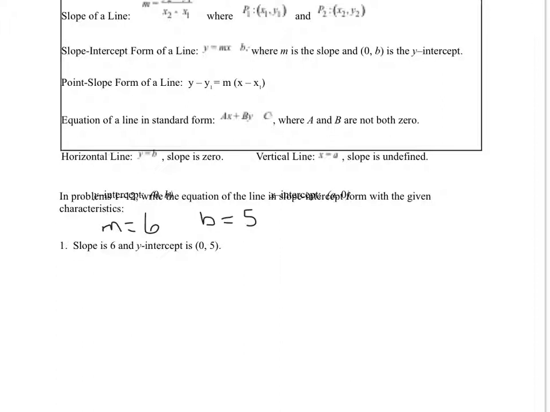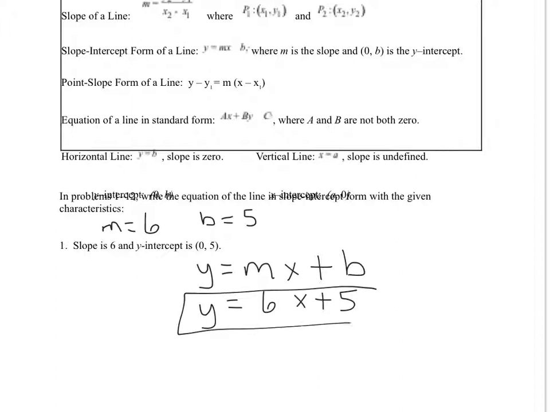because b represents that y-intercept. If we want to put this into slope-intercept form, this will be an easy task because slope-intercept form is y equals mx plus b, where the coefficient in front of the x will be the slope, represented by m, and the constant or the number that's at the end of the equation is your y-intercept, represented by b. Therefore, y equals 6x plus 5 is your equation in slope-intercept form.